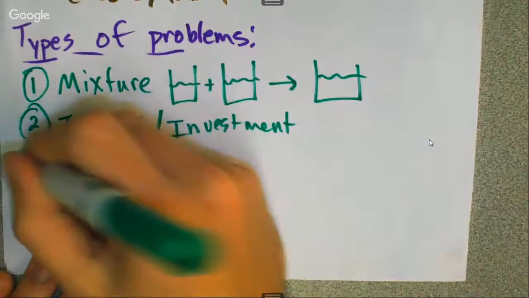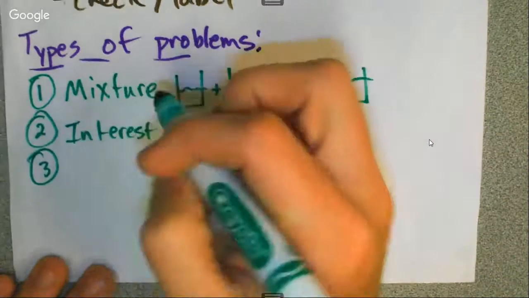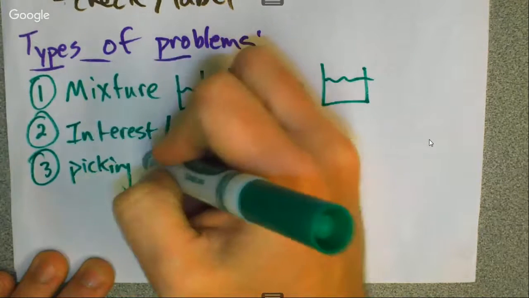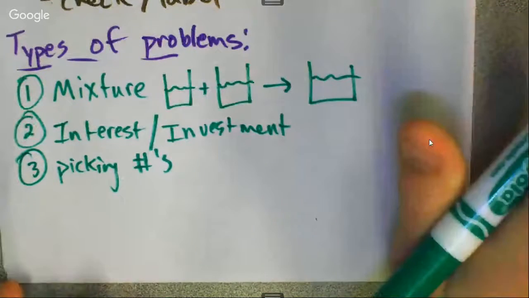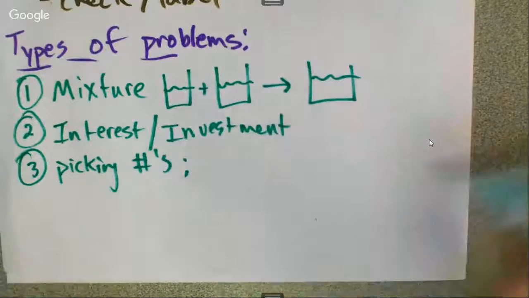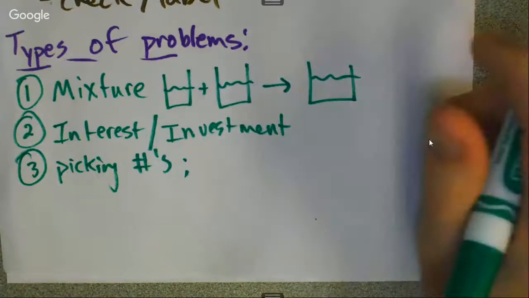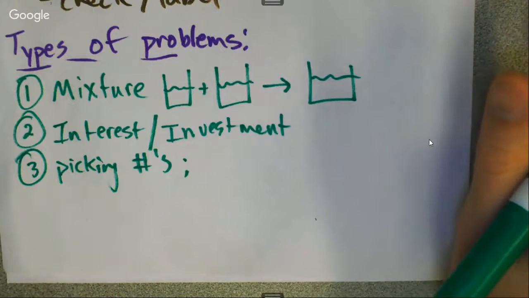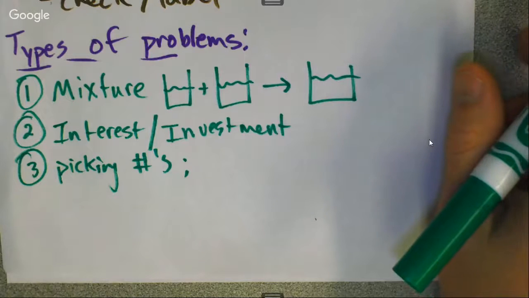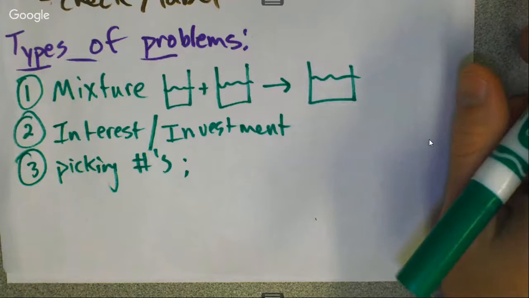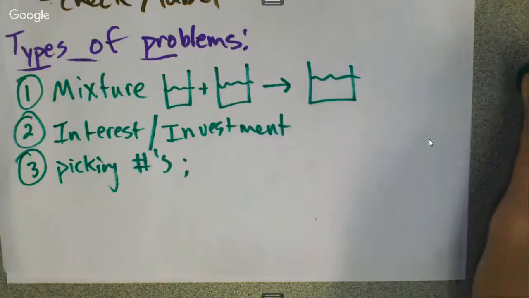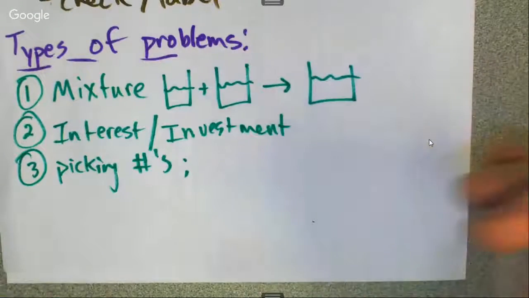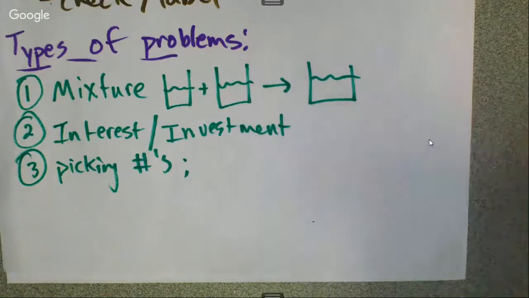Number three, picking numbers. Okay, these are really good problems because I can just make them up. Okay, so for example, if I pick two consecutive numbers whose sum is 11, like 5 and 6, something like that, where we're picking random numbers and we're seeing what they add up to, or what they multiply to, or what they subtract to, those kind of things.